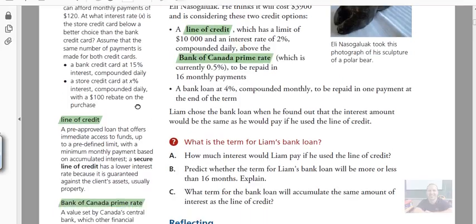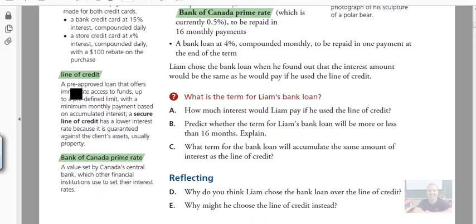Now, a line of credit is a pre-approved loan that offers immediate access to funds up to a predefined limit with a minimum monthly payment based on the accumulated interest. So the minimum payment is based upon how much money you're taking out. A secured line of credit has a lower interest rate because it's guaranteed against the client's assets, usually property. So you have some kind of security there, some kind of collateral involved.